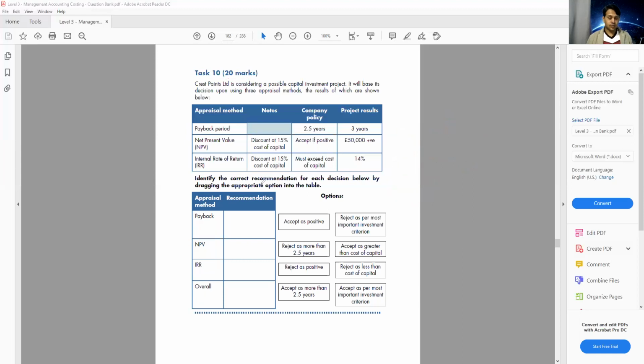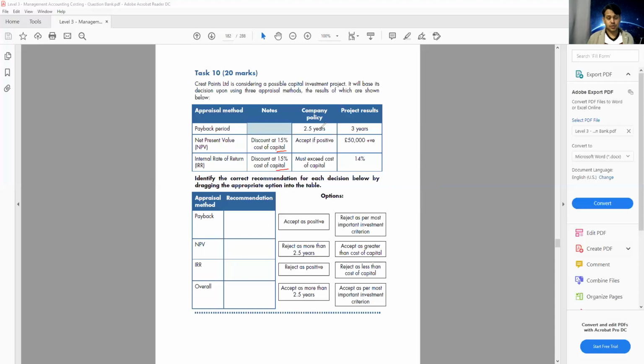Okay, let's have a look at this one. What is the question here? CPL is considering a possible capital investment in a project. It will base its decision upon three appraisal methods, the results of which are shown below: payback, NPV, and IRR. The note says the discount rate is 15%, that is the cost of capital.